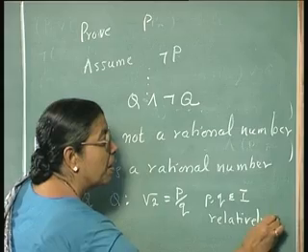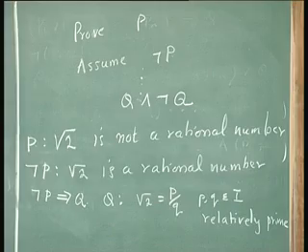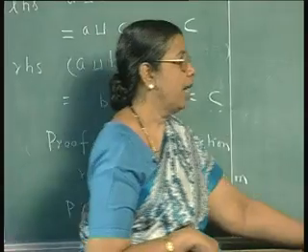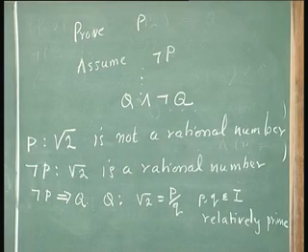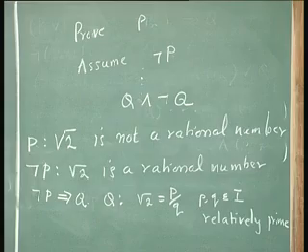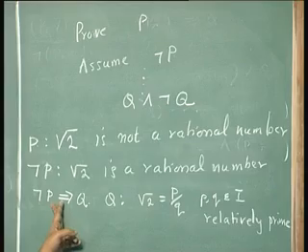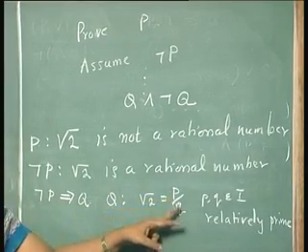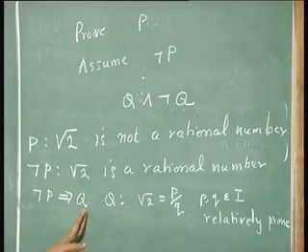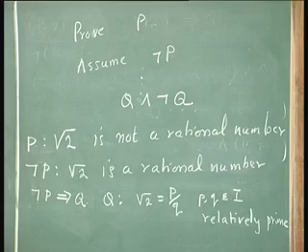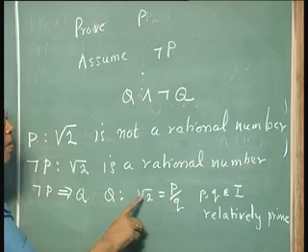What do you mean by relatively prime? p and q do not have a common factor. So, you assume that root 2 is equal to p by q, where p and q do not have any common factor. So, if root 2 is a rational number, obviously it can be written in the form of an integer by an integer, and so you get this statement, not P implies Q. So, what do you get? You get root 2 is equal to p by q.